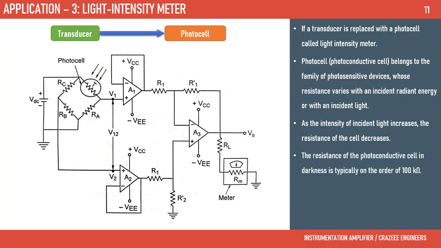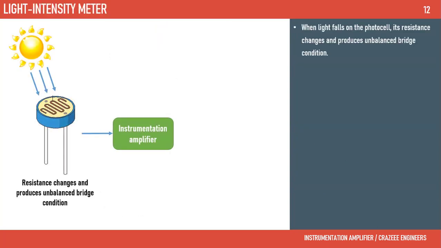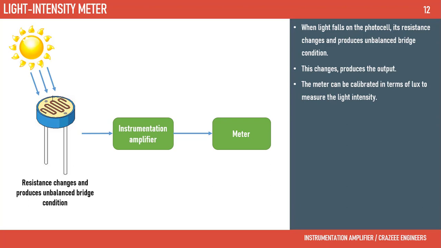The resistance of the photoconductive cell in darkness is typically on the order of 100 kΩ. The bridge can be balanced for darkness condition. When light falls on the photocell, its resistance changes and produces unbalanced bridge condition. This produces the output. The meter can be calibrated in terms of lux to measure the light intensity.